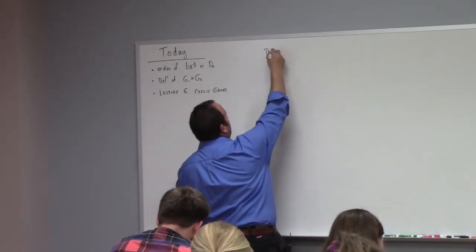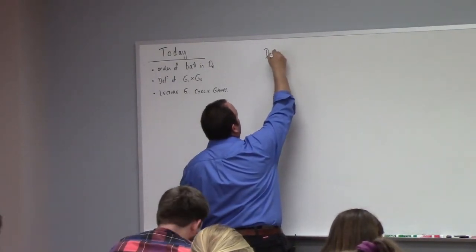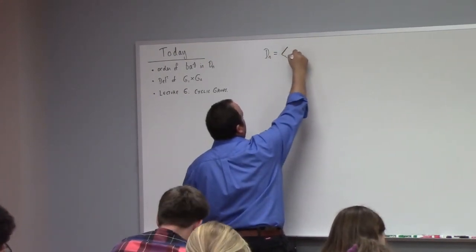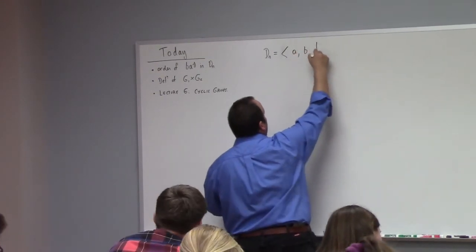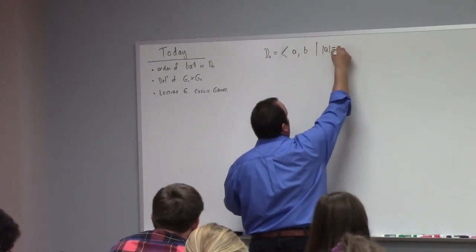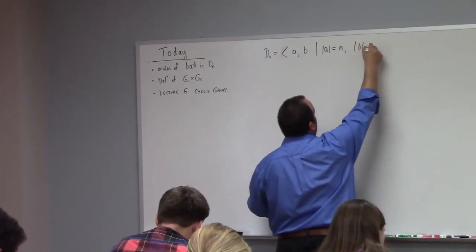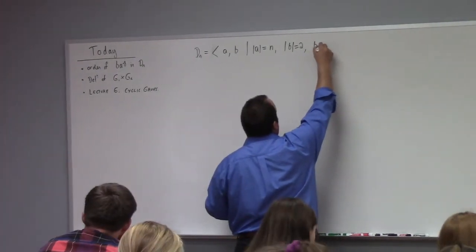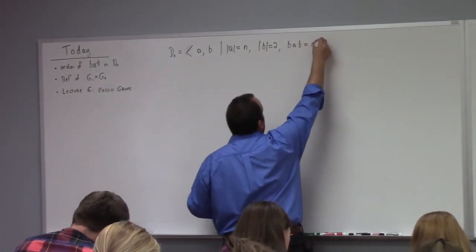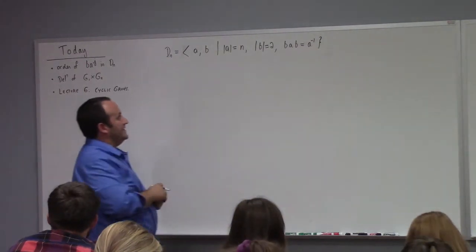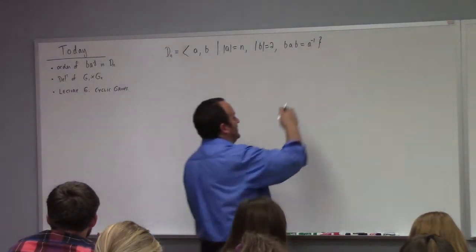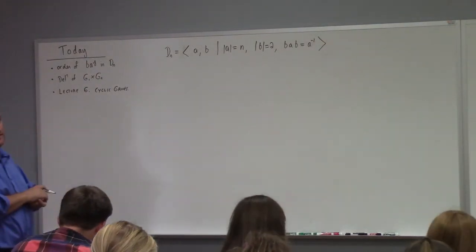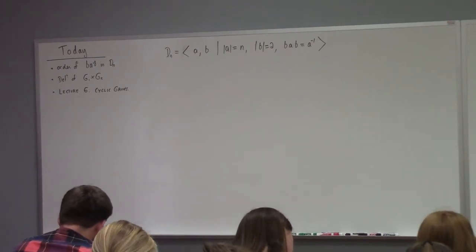All right, so let me remind you, what is Dn? The dihedral group, Dn, was equal to, in generators and relations, generated by a and b, such that the order of a is n, the order of b is 2, and the fundamental relation is bab equals a inverse. That defines the dihedral group. It's actually of order 2n because it's got 2n things in it.